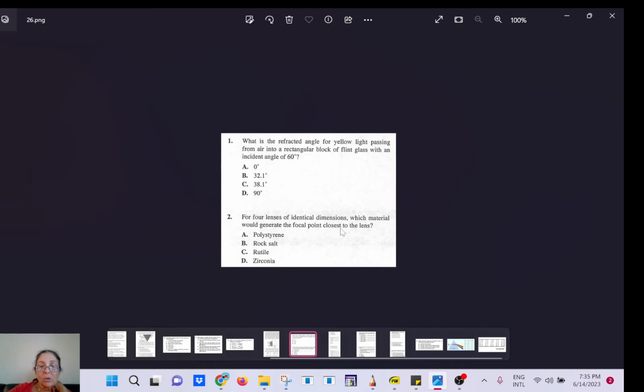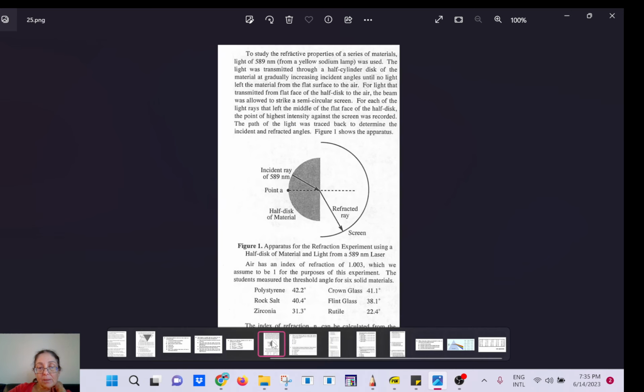Okay, so which one has the smaller critical angle? So that will be that material here, which is... the answer is C.